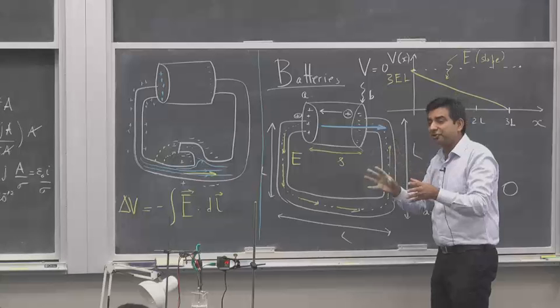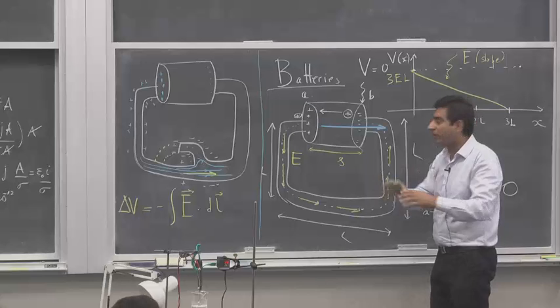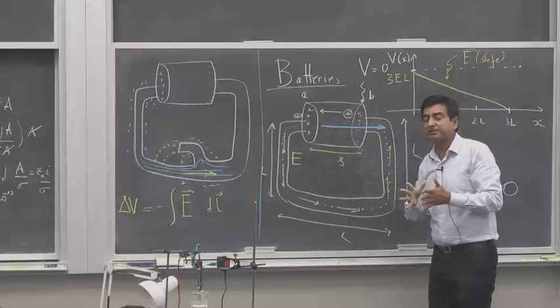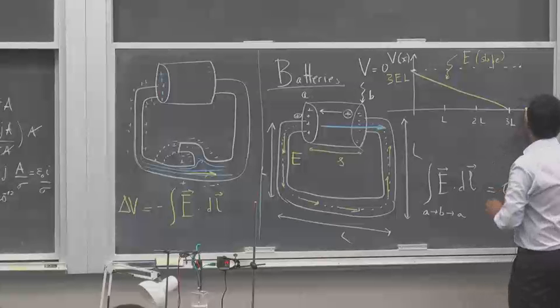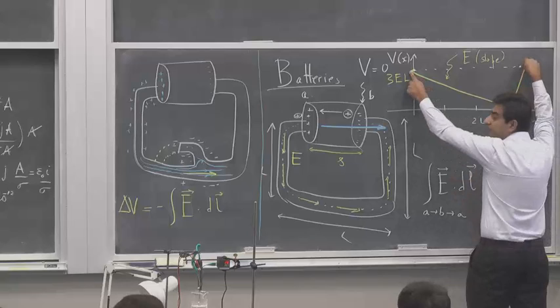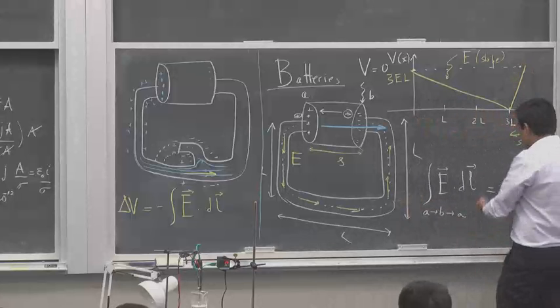The Gibbs free energy of this system is in a way such that overall, when this chemical reaction takes place, energy is released. So in any case, what's going to happen is that over this small distance, small s, this potential is going to rise back to its original value. So that the change in potential over the entire loop is still zero. So that Kirchhoff's voltage law is satisfied. And this is simply Kirchhoff's voltage law.